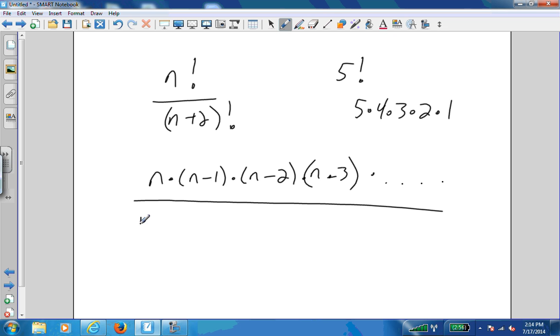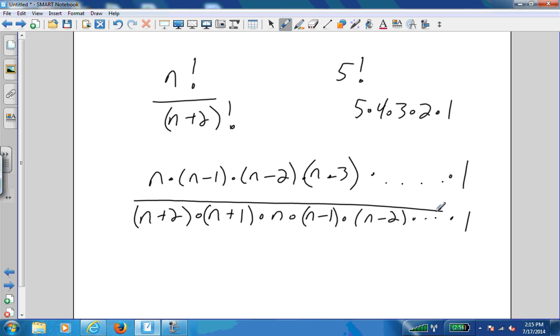N plus 2 factorial means n plus 2 times the next smallest number. One smaller than that would be n plus 1. Take 1 away from that, and that would be n. Take 1 away from that, that would be n minus 1, n minus 2, and so forth. And depending on what n is, you're eventually going to get all the way down to 1.